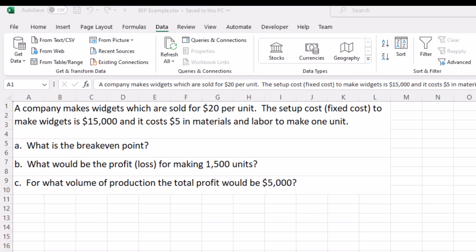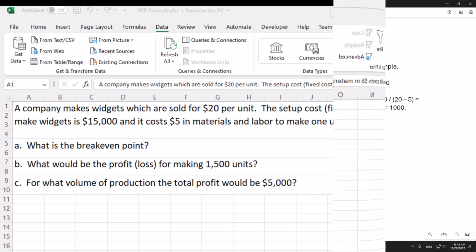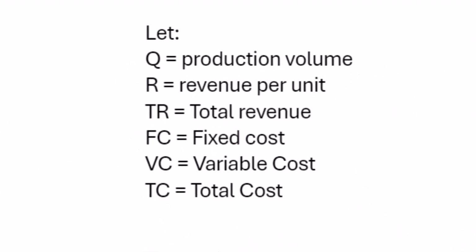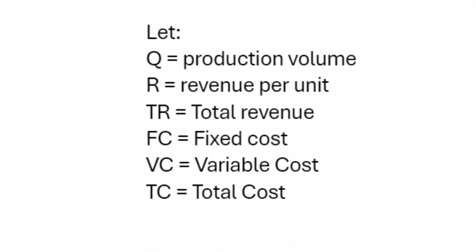I will first demonstrate how to solve the break-even point problem using the analytical approach, and then I will come back to Excel and show you how to use the Excel goal seek command to solve the same problem. Let Q be the production volume, R revenue per unit, TR the total revenue, FC the fixed cost, VC variable cost, and TC the total cost.